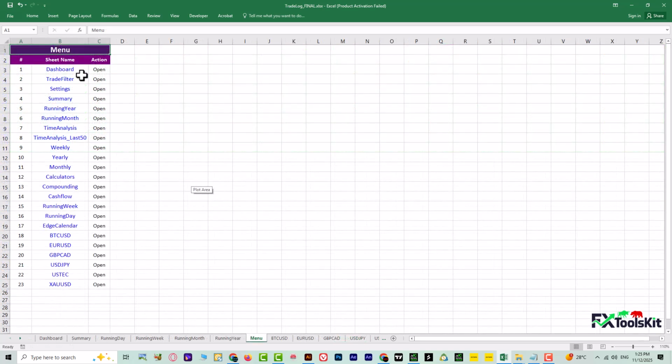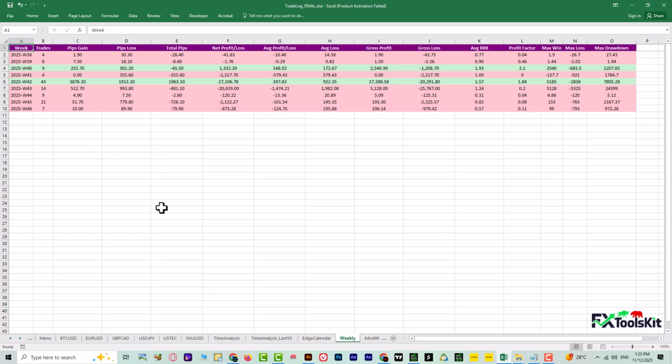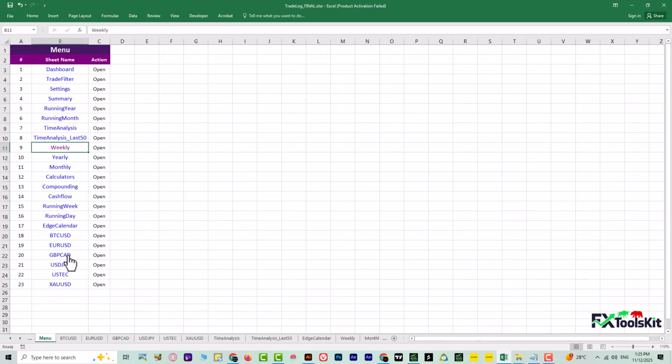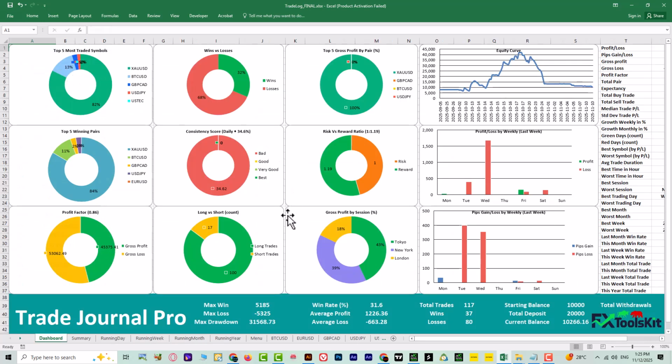Let's move to the menu sheet. It's a very helpful sheet if you want to move to any other sheet instantly. You can get all the sheets here and just click the sheet you want to switch to, and you can switch there. So I hope this video will help you a lot. I describe everything one by one so that you can understand it easily.